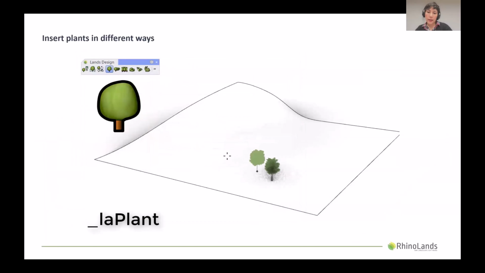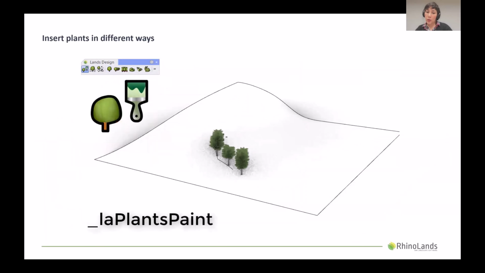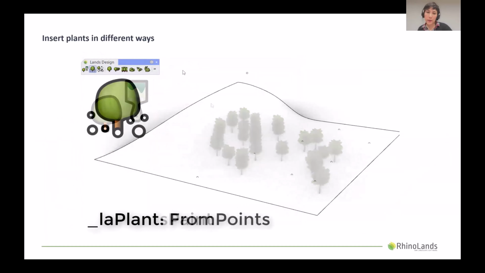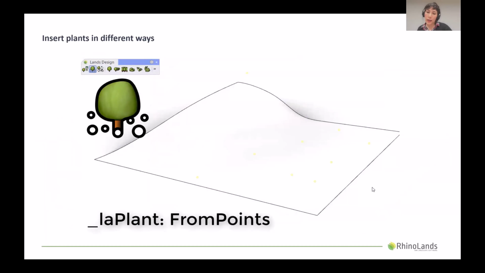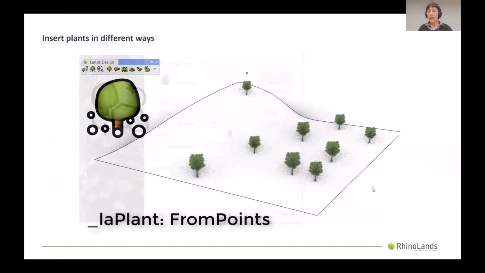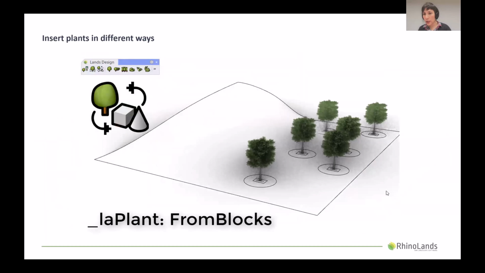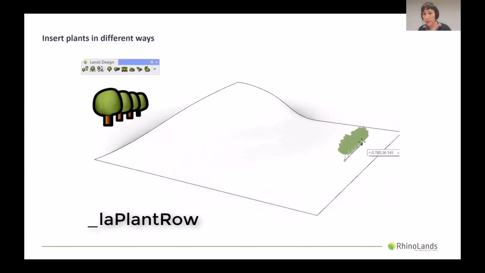We can insert plants in different ways. We can insert them individually, we can insert them like a row of plants, or by using the paint mode, we can paint them by moving the mouse on the plot. We can convert points to plant species, or we can convert any kind of blocks, like AutoCAD blocks, to a 3D realistic plant species inside the program just by one click.